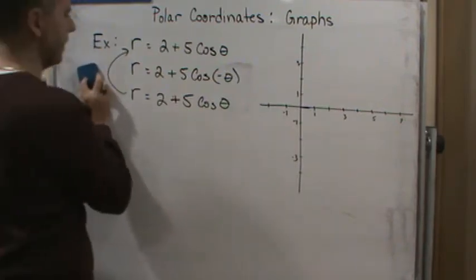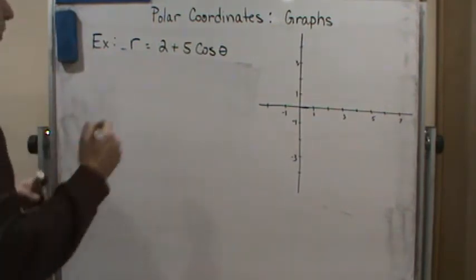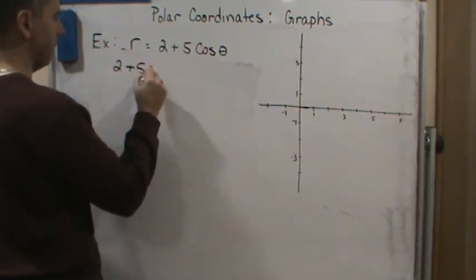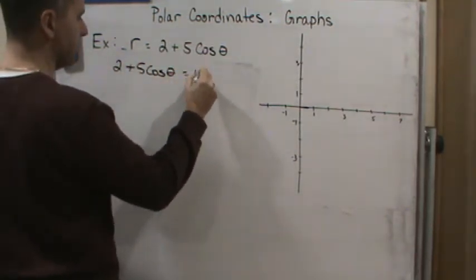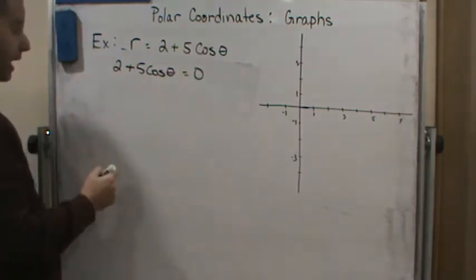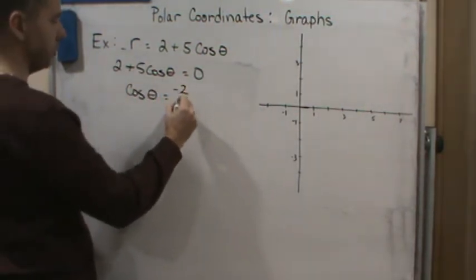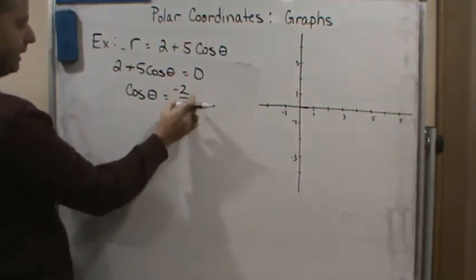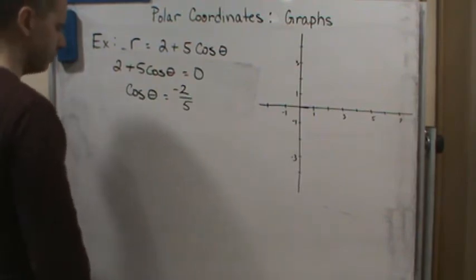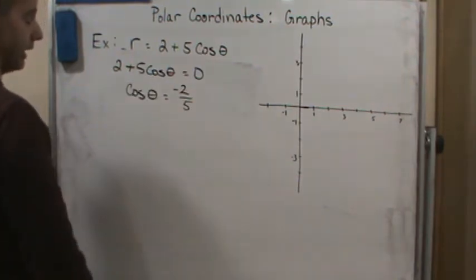All right, so now that we know it's symmetric with respect to the polar axis, what's next? Well, zeros. Let's solve for when r is equal to 0. So 2 plus 5 cosine theta is equal to 0. Of course, we subtract 2 from both sides and then divide by 5. So we get cosine theta is equal to negative 2/5. Now, it's negative, so this is going to be in the second quadrant.